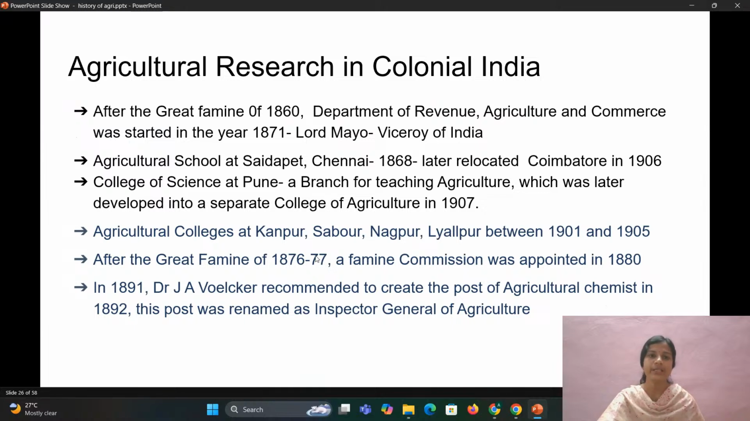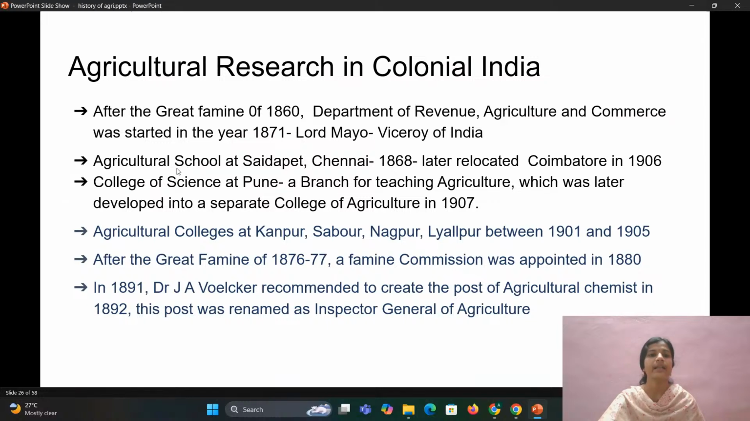Then, when we see the various developments in India, agriculture research in colonial India, a series of famines occurred before as well as during the British period. When we talk about the British period, after the Great Famine of 1860, a Department of Revenue, Agriculture and Commerce was started in the year 1871. It was under the viceroyship of Lord Mayo. So, in 1871, a Department of Revenue, Agriculture and Commerce was started.